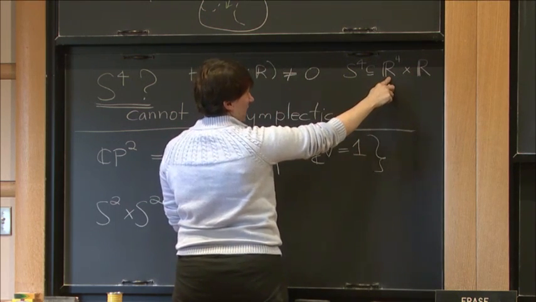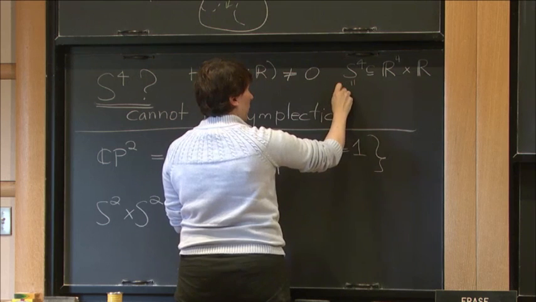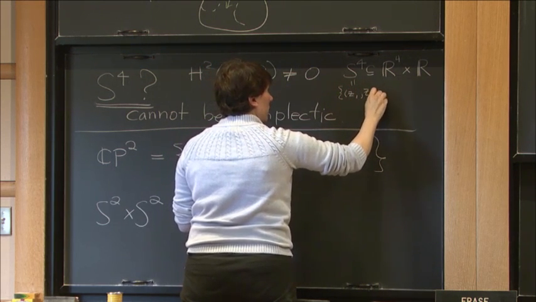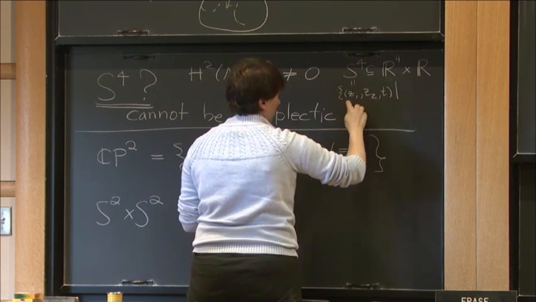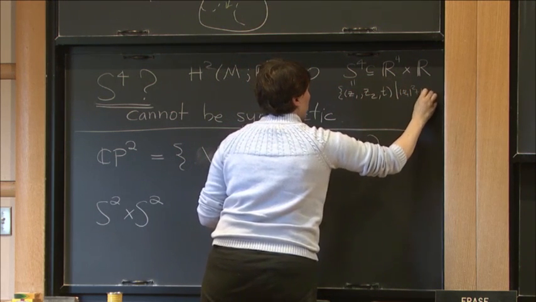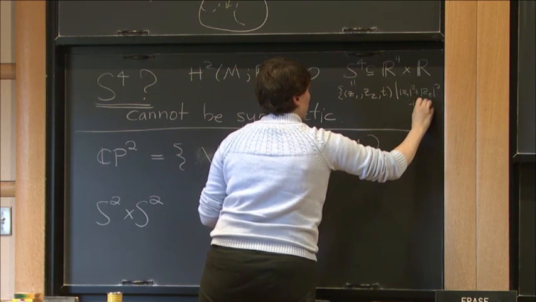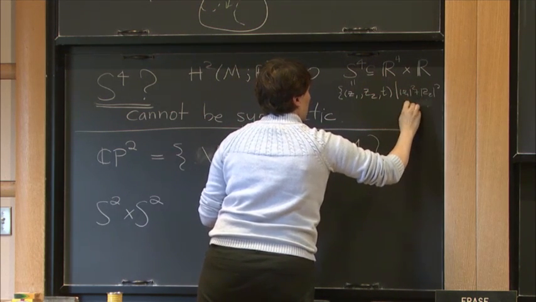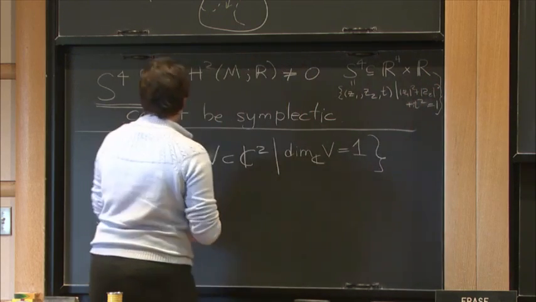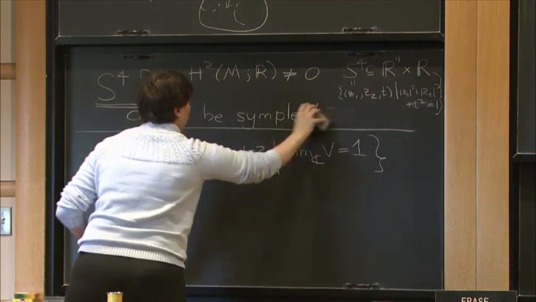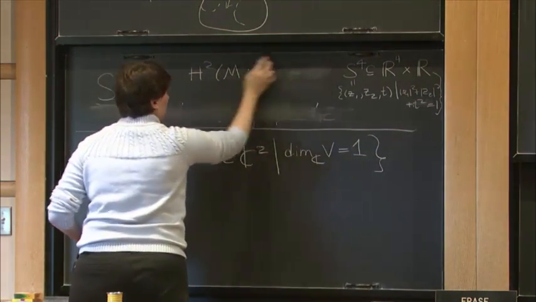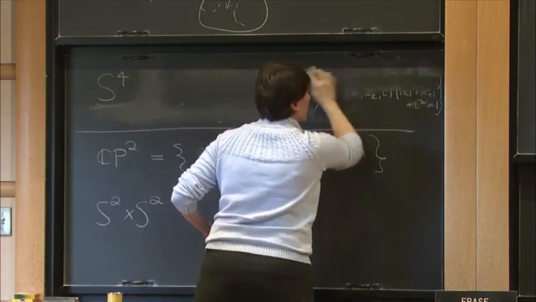Okay, so I'm going to think of this as C. So this I'm going to think of as a Z1, a Z2, and a T. And I still have norm Z1 squared plus norm Z2 squared plus T squared equals 1. And we can ignore the fact for a moment that it's not symplectic. Oh, and now I should have written this bigger.